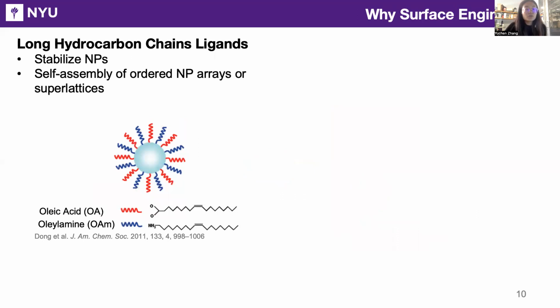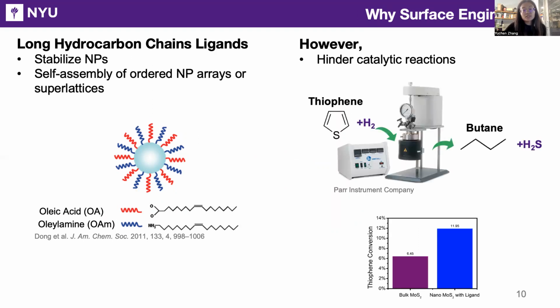As an example, oleic acid and oleylamine can stabilize the nanoparticles in various nonpolar and hydrophobic media, as well as play an important part in self-assembly. But why are these ligands a problem? Because they could hinder catalytic reactions in hydrodesulfurization.